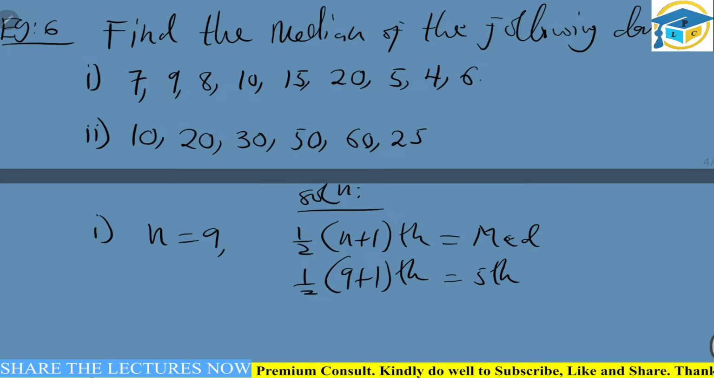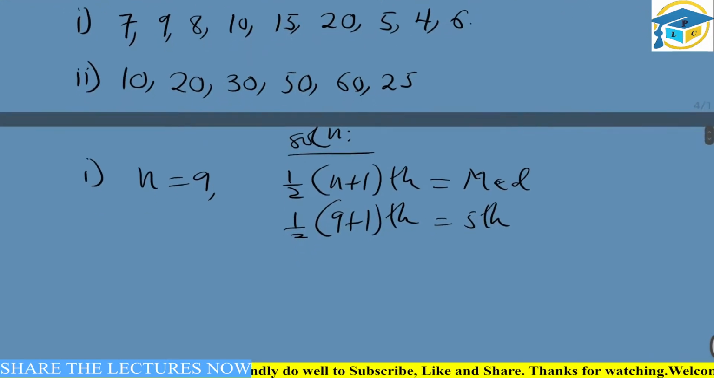Before you can find that value, you must also arrange the data in ascending order of magnitude. I believe that is clear. So in arranging this in ascending order of magnitude, we start from 4.